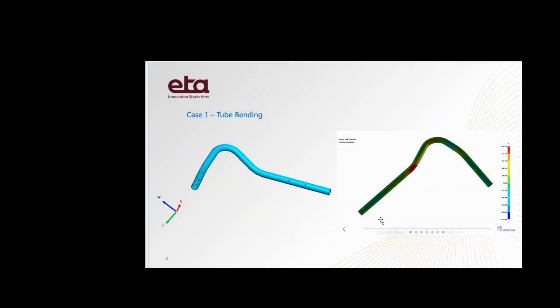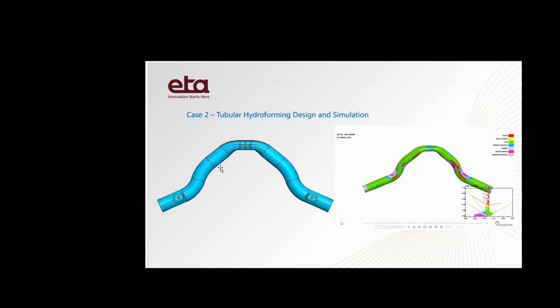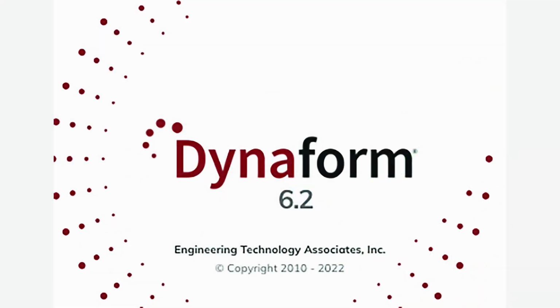Center line of the tube, and then setting up the bend dies and conduct the simulations for this tube bending example. And then the next example will be on tubular hydroforming design and simulations. In this case, we will also design the hydroforming die based on the shape of the products.